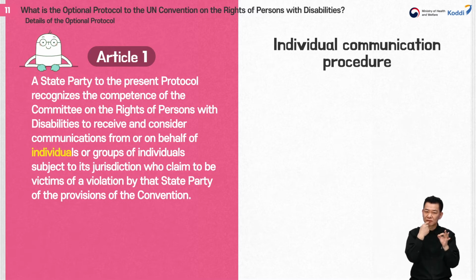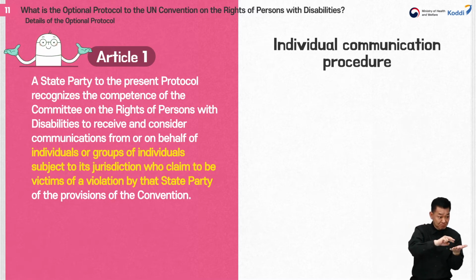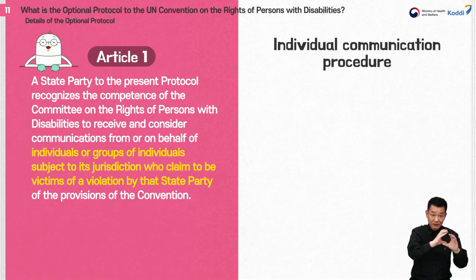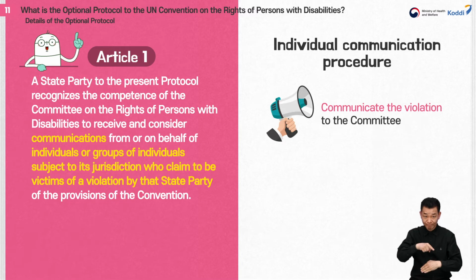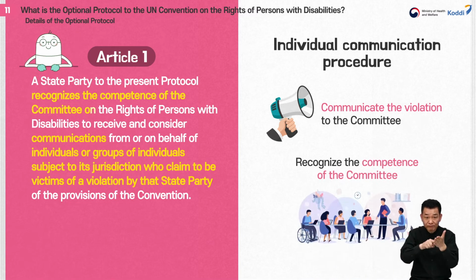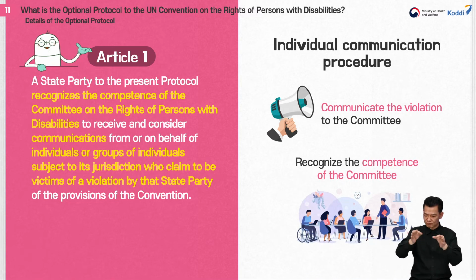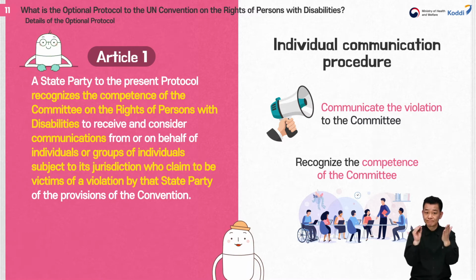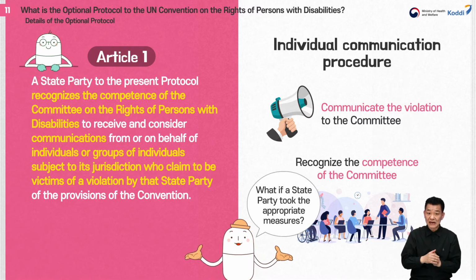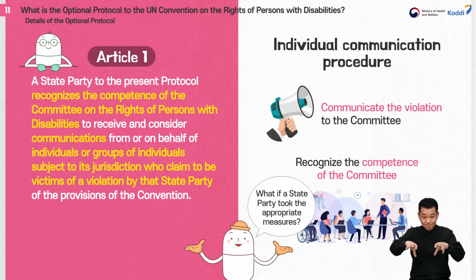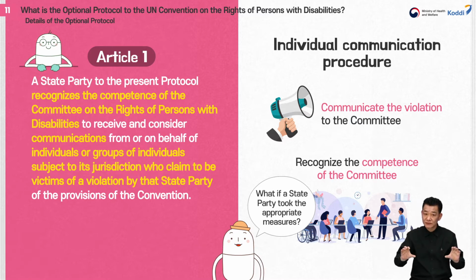Simply put, individuals or groups of individuals who claim to be victims of a violation by the state party of the provisions of the Convention can communicate such violation to the committee, and the state party shall recognize the competence of the committee. Interesting. Then, what happens if a state party took the appropriate measures after the communication from the individual or group?